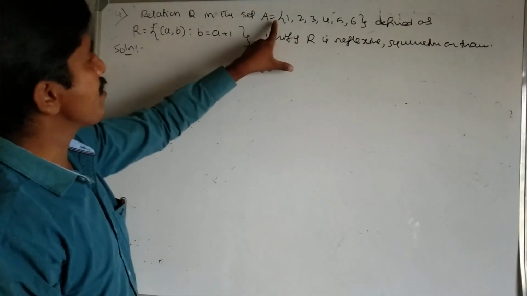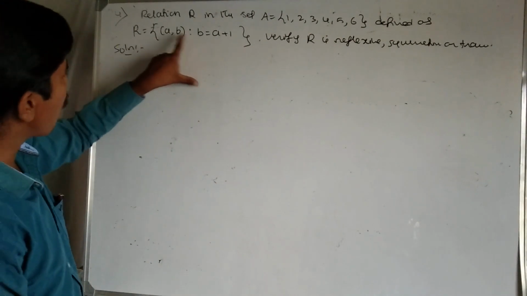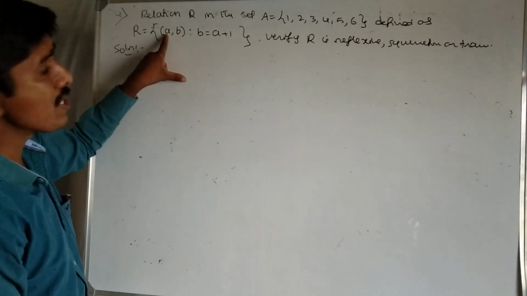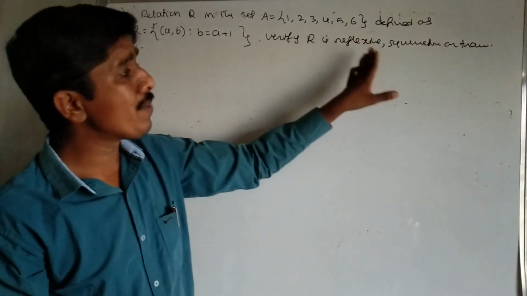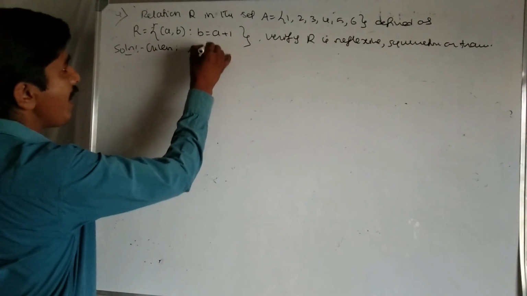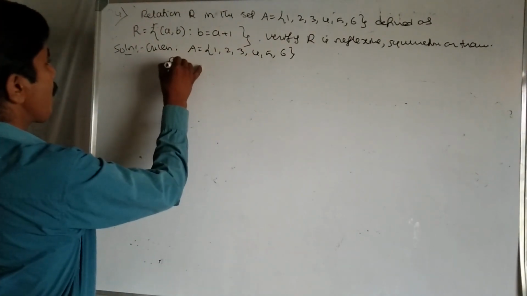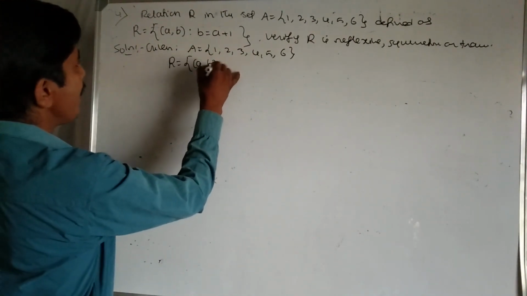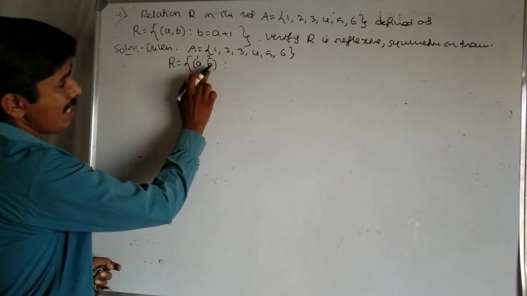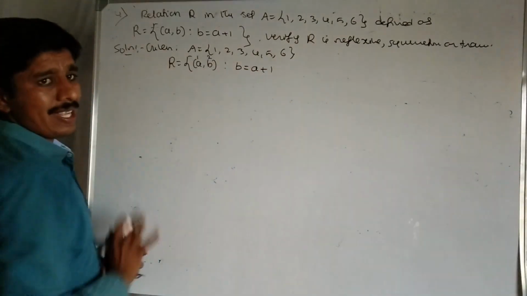A relation is defined in the set A equal to 1, 2, 3, 4, 5, 6 as R equal to a, b such that the second element b equals a plus 1. Verify whether your relation is reflexive, symmetric or transitive. The relation between the first and second element is b equals a plus 1, one number greater than a, that's it.